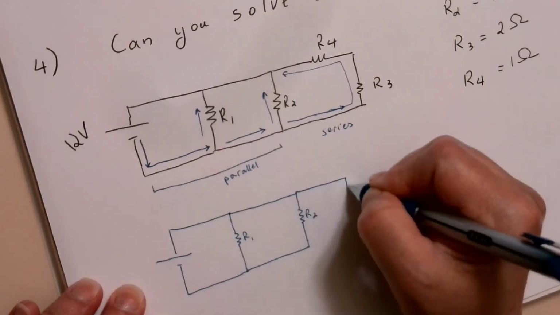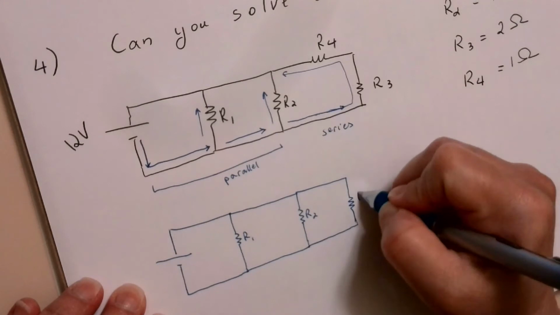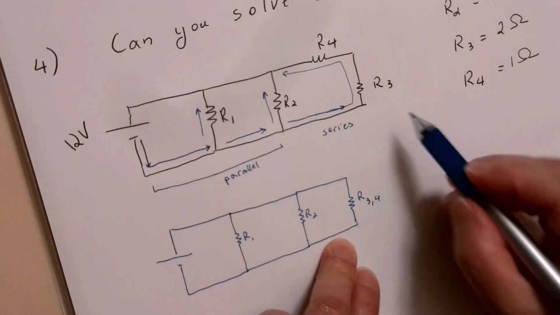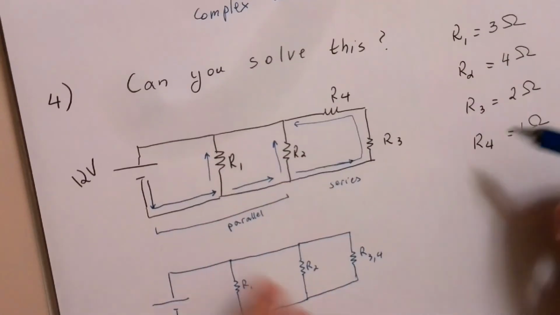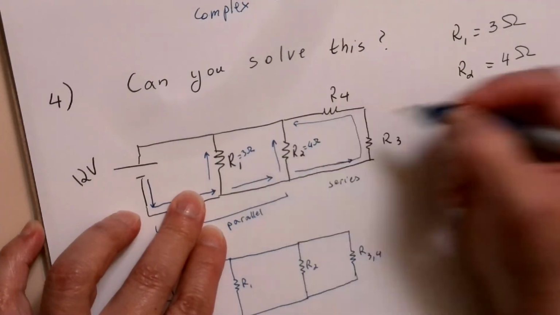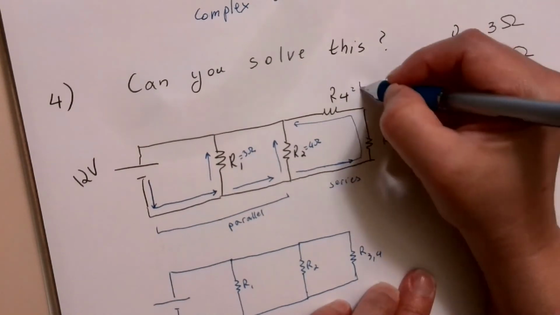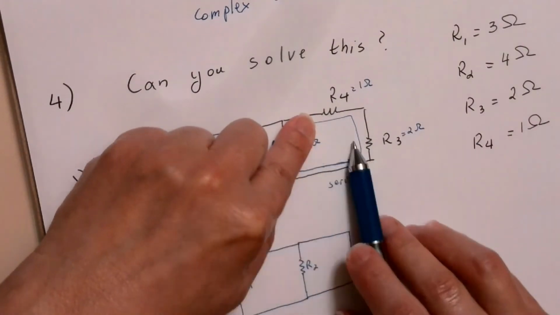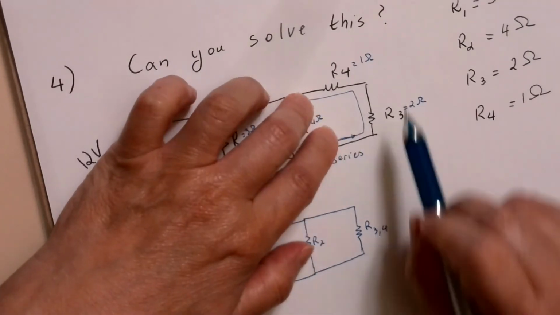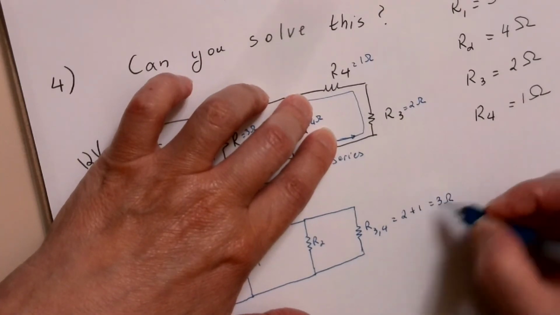Okay? But instead of R3 and R4, I'm having a resistor that I will call R3,4. So this means this value is not 2, right? Because R1 is 3 ohms, R2 is 4 ohms, but this one is 2 ohms and this one is 1 ohm. But when I consider 3 and 4 together, because this is a series and I calculate the equivalent resistance between those two, then I got to add those up. So this is going to be 2 plus 1 ohms. So this is 3 ohms now.